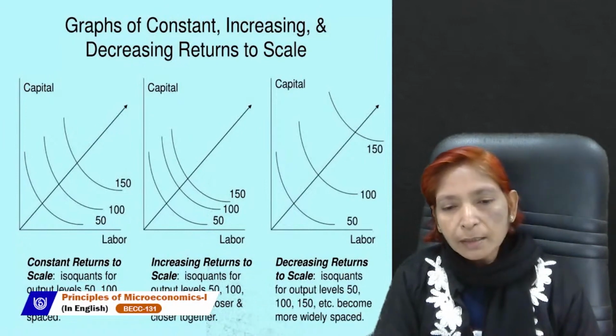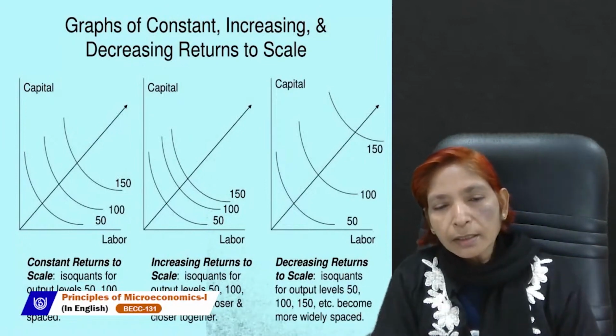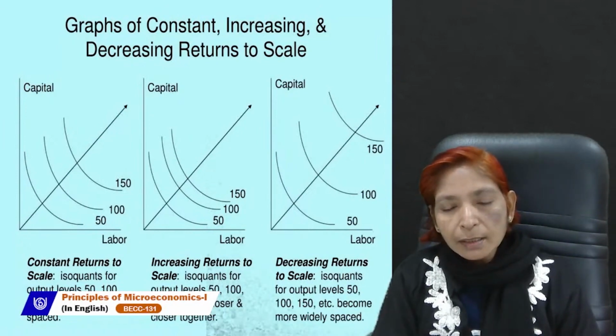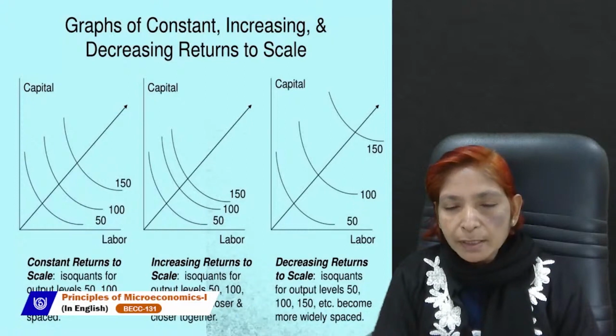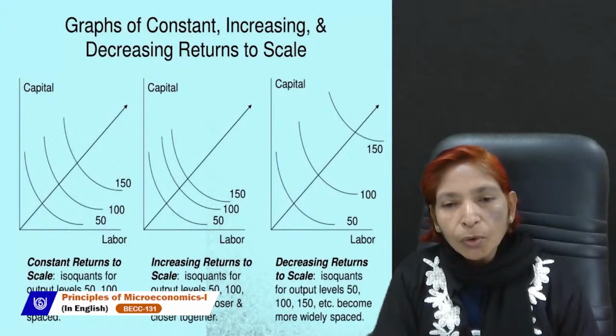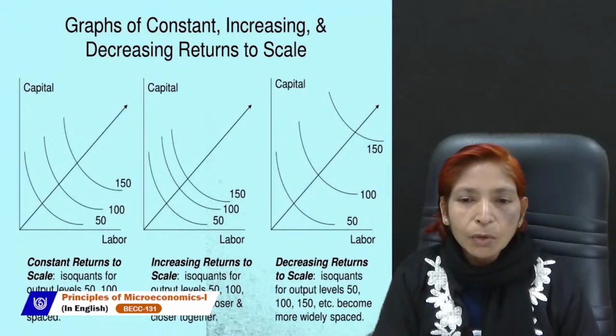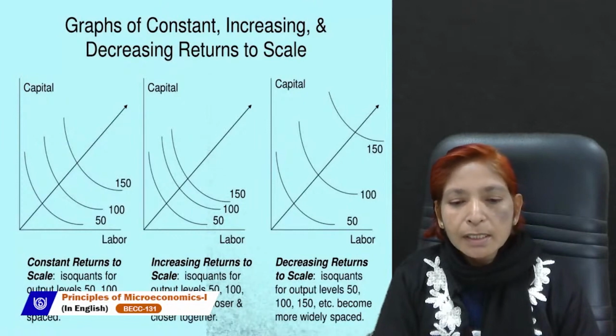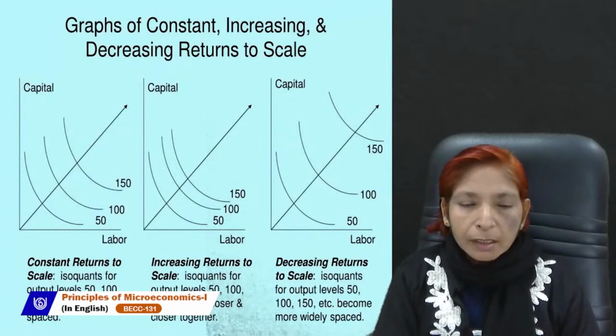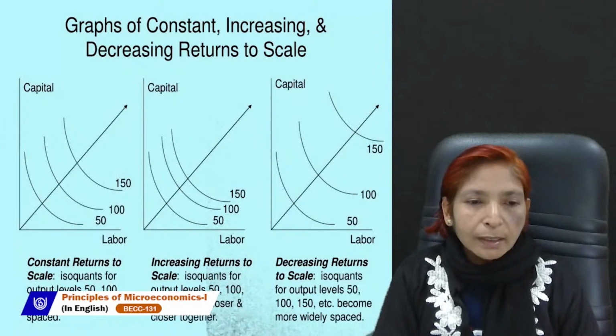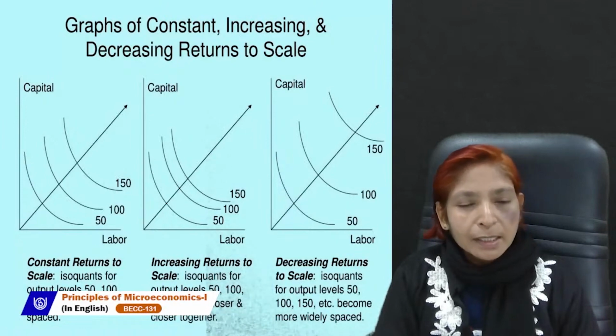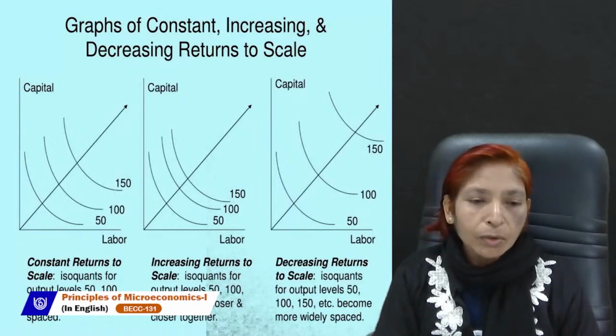And the third diagram is showing decreasing returns to scale. In this, the gap between isoquant curves is increasing. In the beginning, the gap is less. After that, the gap is more. When the gap is increasing, it means we are using more inputs but getting less output. That shows decreasing returns to scale. Increasing returns to scale shows that we are using less input and getting more output.